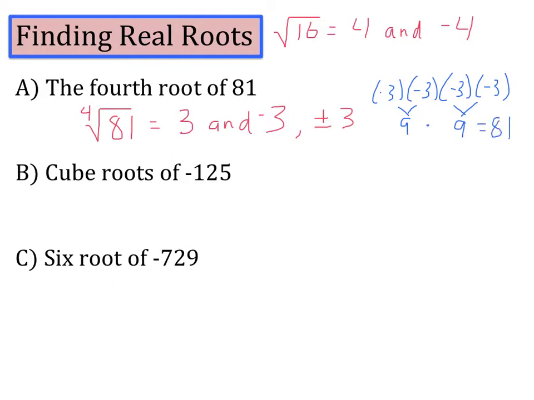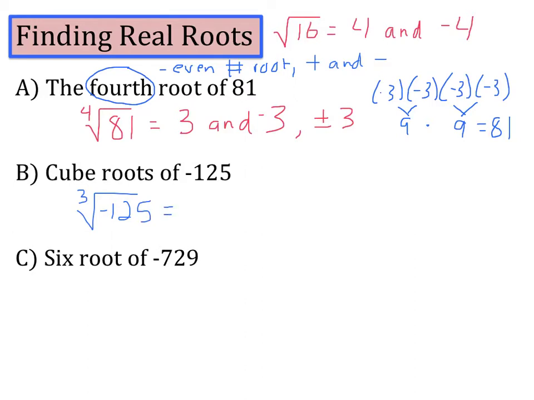So one thing we'll notice is if it's an even number root, you can have a positive and a negative. But let's talk about odd number roots. So for problem B here, we're finding the cube root of negative 125. So the answer to this is negative 5.